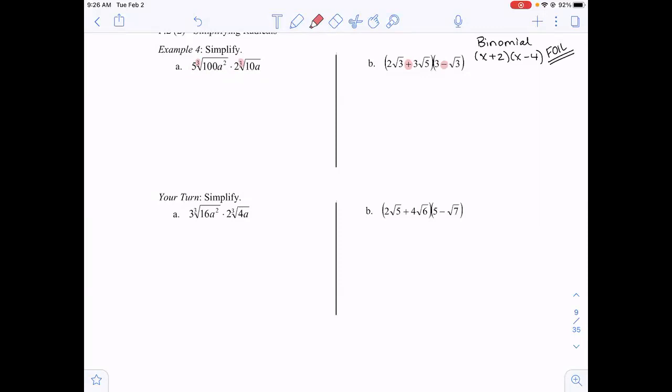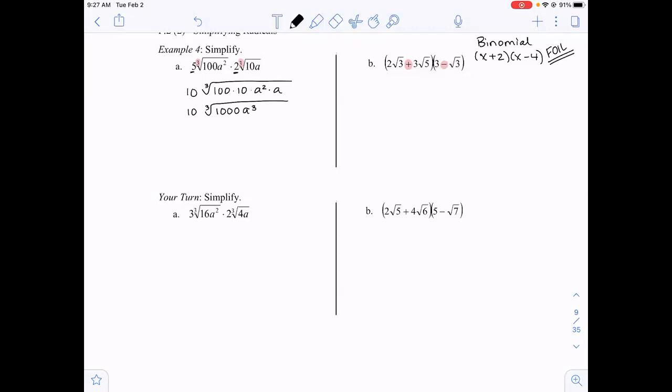So I only have one radical to deal with. So multiply things that are like, so my 5 and my 2, they're just coefficients out front. So that gives me 10. And then under my radical, I'm going to have 100 times 10 times a squared times a. So now let's simplify this. 100 times 10 is 1,000. A squared times a is a cubed.